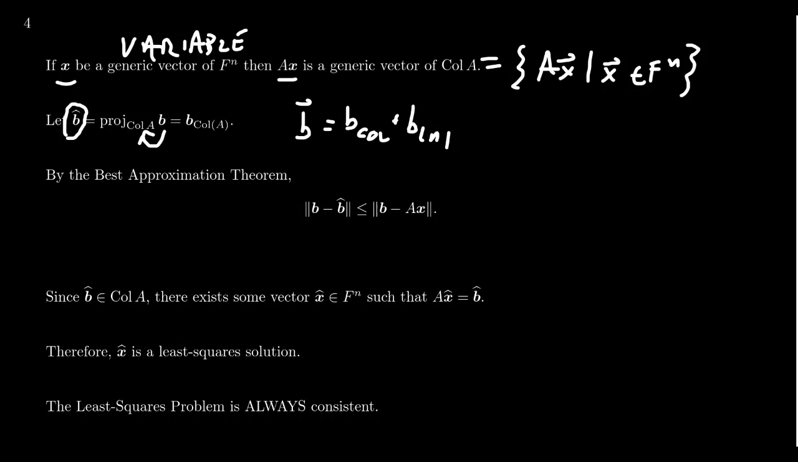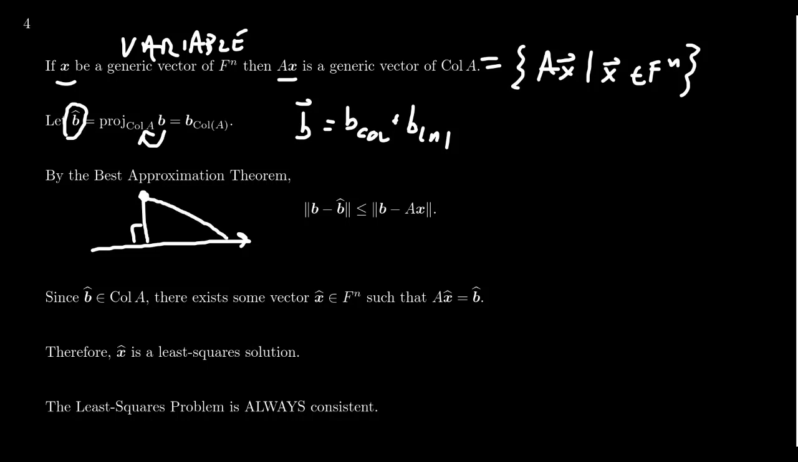Now, using the best approximation theorem, which we talked about earlier in this chapter, as a reminder, if you have a flat and you have a point that's off of that flat, the shortest path from the point to the flat is going to be the perpendicular path, the orthogonal path. If we chose any other path, it'll be longer. And so the distance between B and B hat is going to be shorter than any other vector in the column space, where AX is a generic vector in that column space.